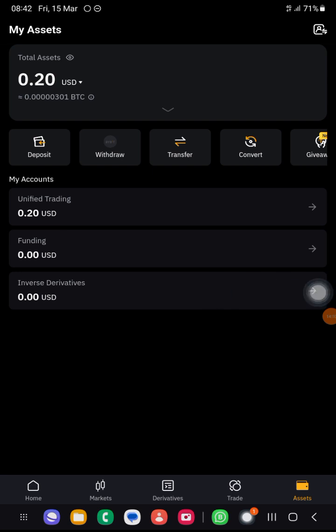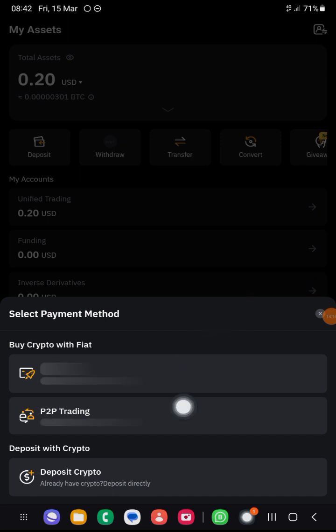So for instance, if you want to bring in money, you can deposit money to your Bybit account. You can still use NGN, it's available. You can see P2P, you can see deposit via crypto. If you are depositing via crypto, that's when you want to copy your crypto wallet address, P2P trading, buy with crypto and the like. So you can see that here. And also you can convert, you can also withdraw.